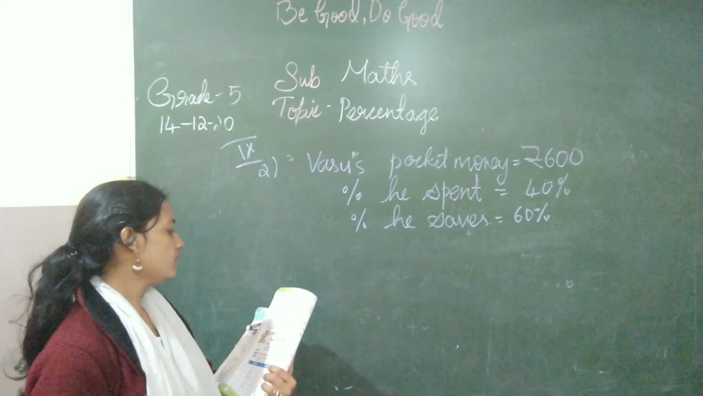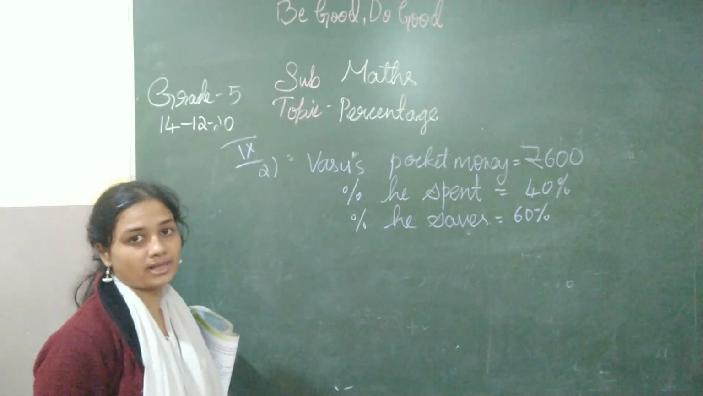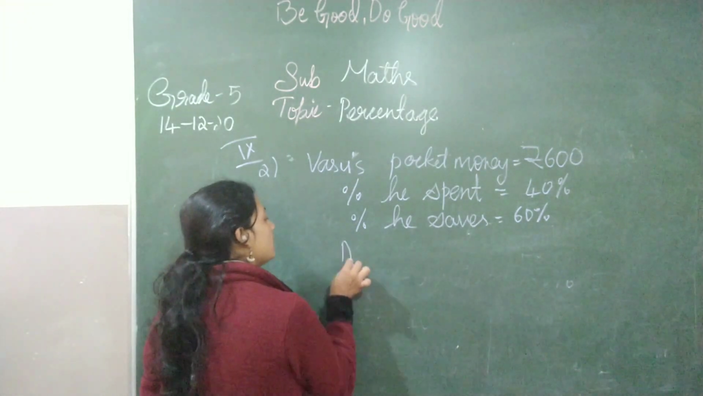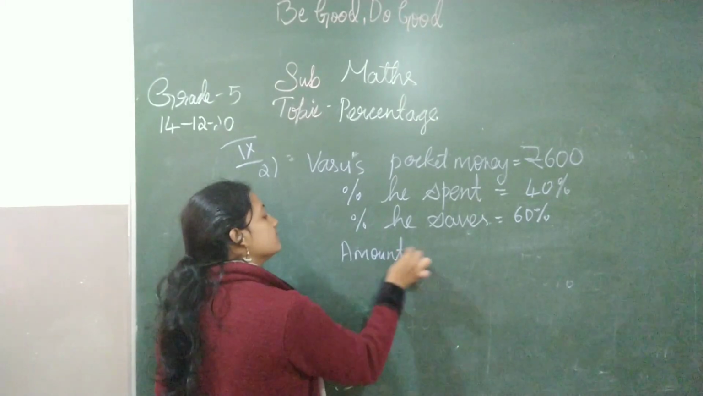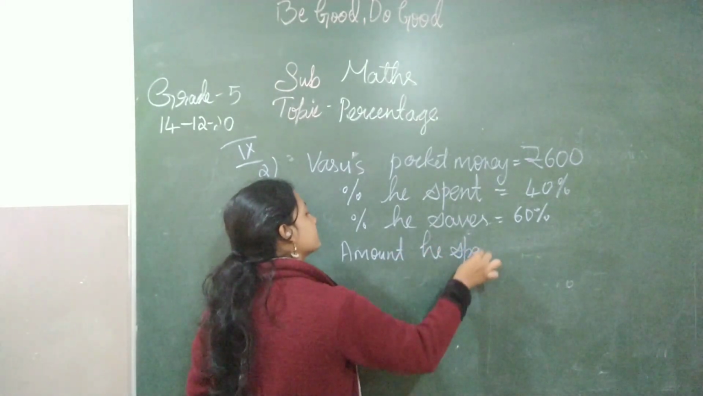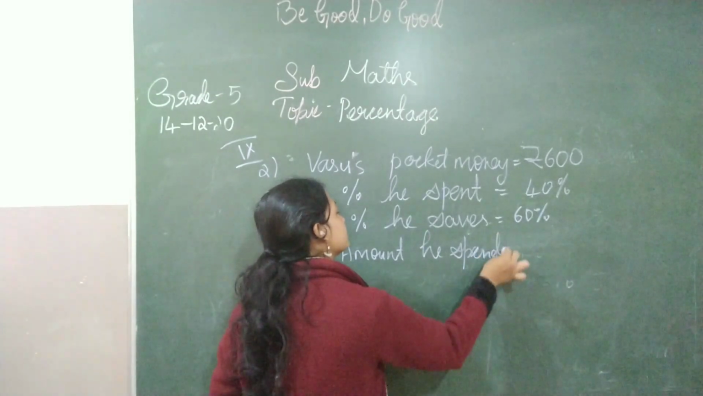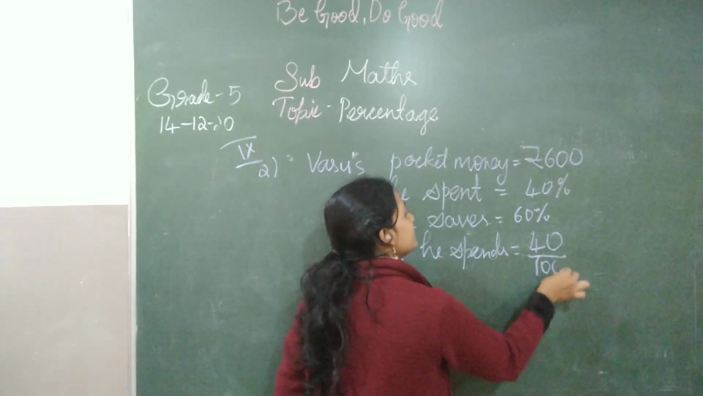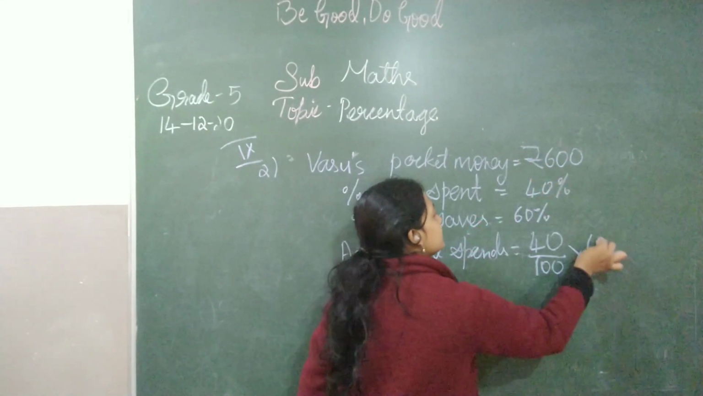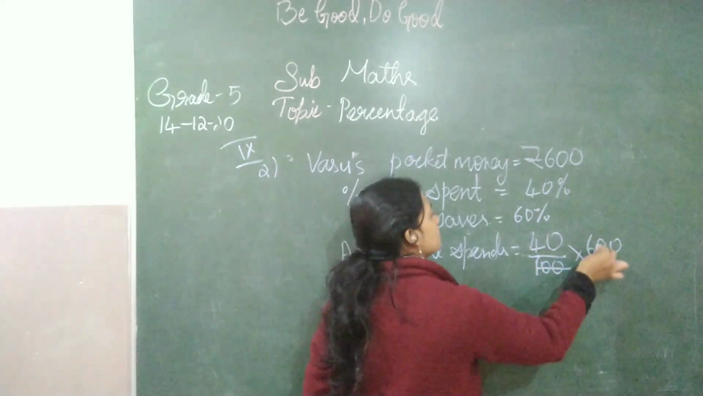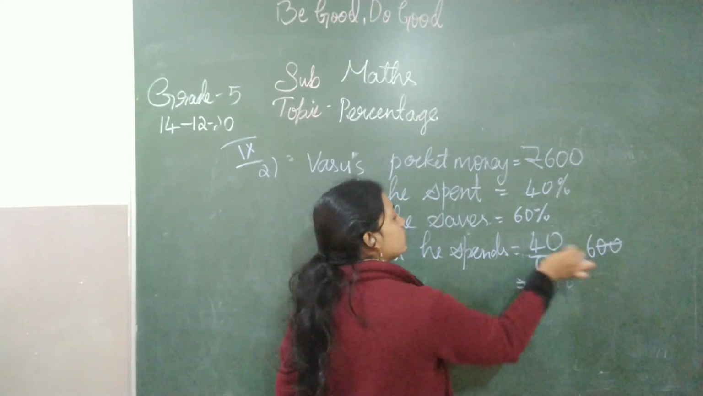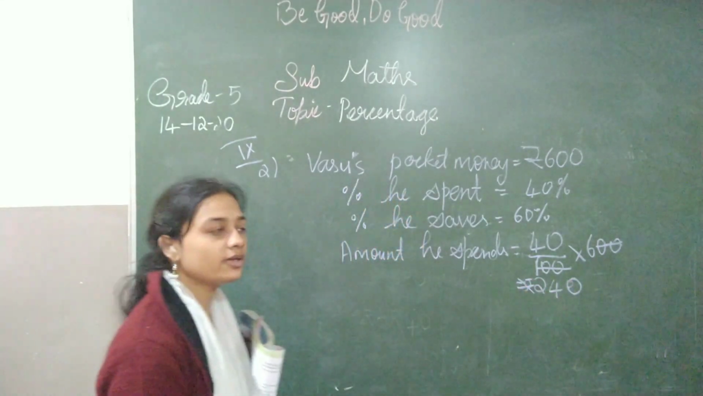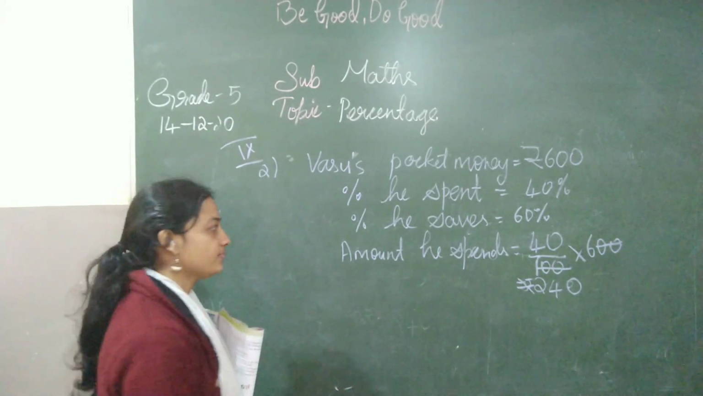Okay. Now what should we find out? The first one we should find out how much money he spends every month. They have given percentage. We have to find the money. So how do we find? Amount he spends will be equal to, take the percentage, divide it by 100, multiply with the total amount here, 600. You will get the answer. 0, 0 get cancelled. 6 4s are 24 and 0. So this is the amount he spends. Okay, 240 rupees he spends.